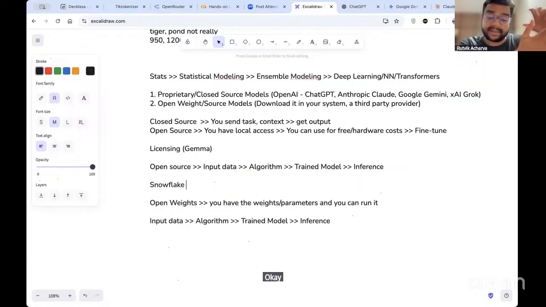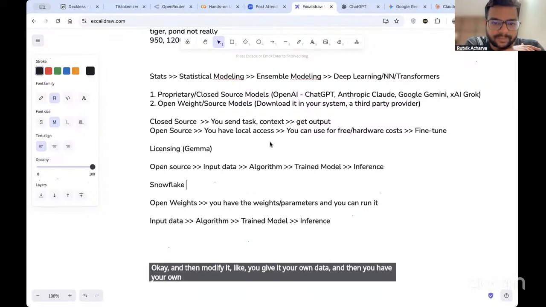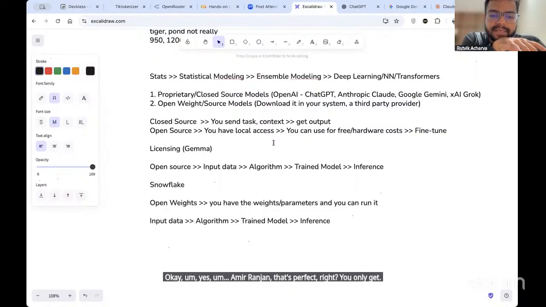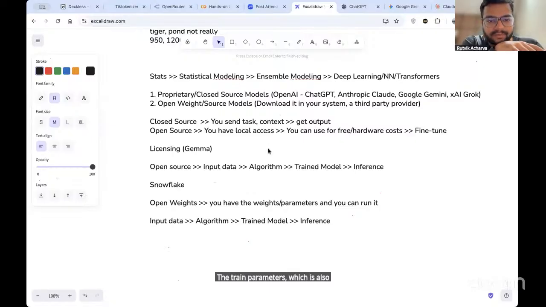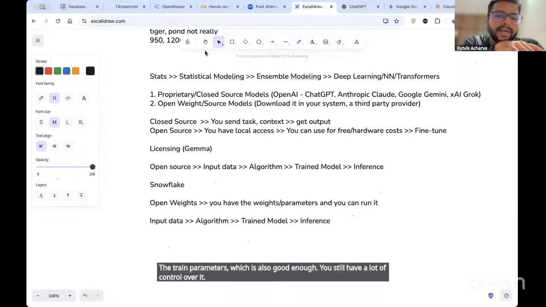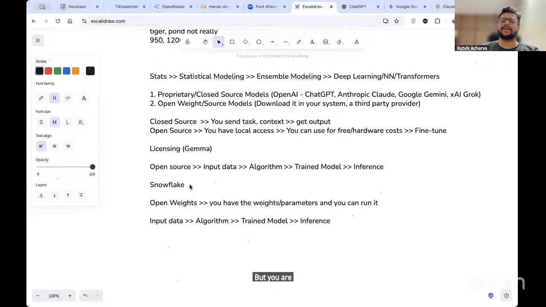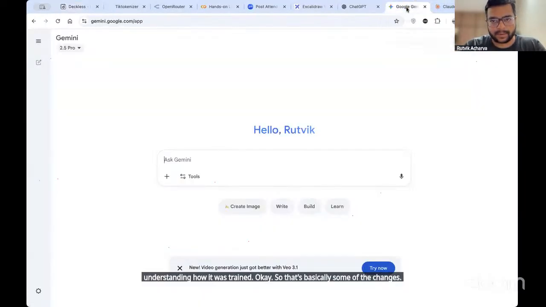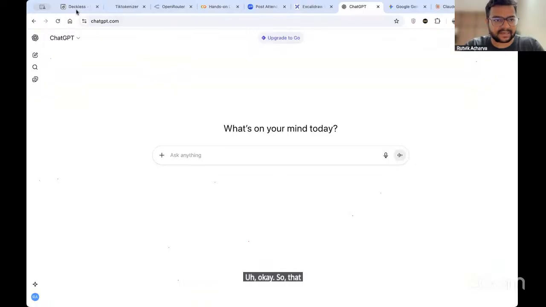Okay. And then modify it, like you give it your own data and then you have your own large language models. Okay. Yes, Amir Ranjan, that's perfect, right? You only get the trained parameters, which is also good enough. You still have a lot of control over it. But you are constrained a little bit in terms of understanding how it was trained. Okay. So that's basically some of the changes. Okay. So that's that.